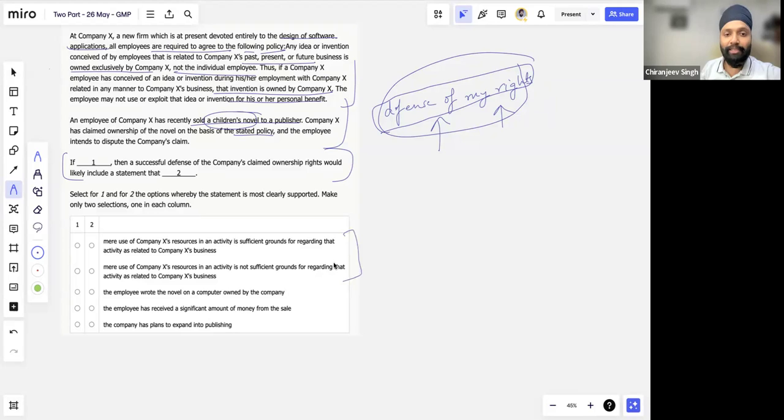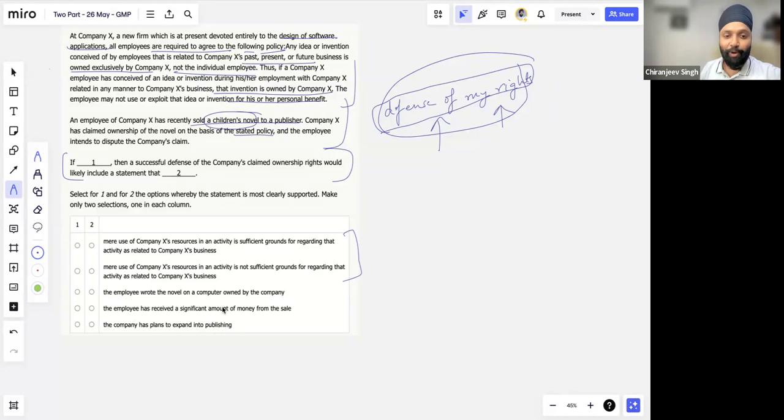The first two are just the opposite of each other. So when I read these two, I had no idea what to do with them. Then I continued to read. So it says the company wrote the novel on a computer owned by the company. So again, the employee is using some resources of the company. But again, the passage is nowhere about that. So I just moved on expecting to say something related to what I've read.